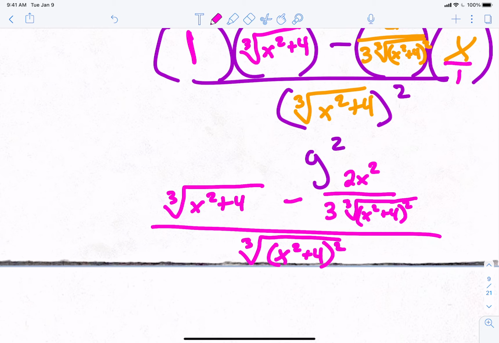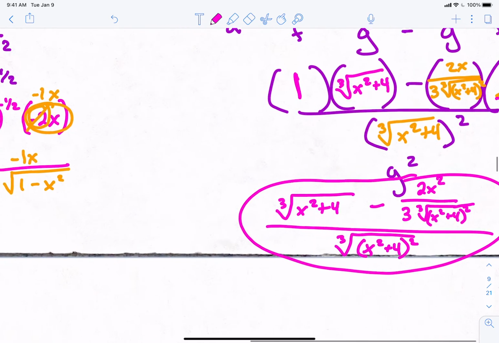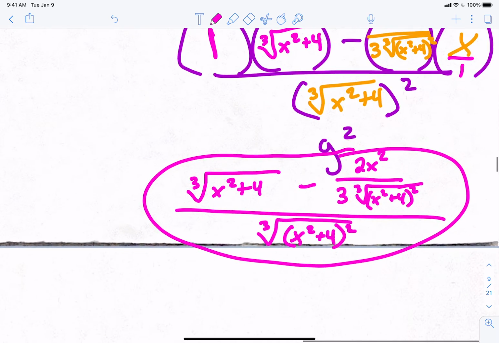That's too much writing. That's my derivative. This is as ugly as it gets, folks.